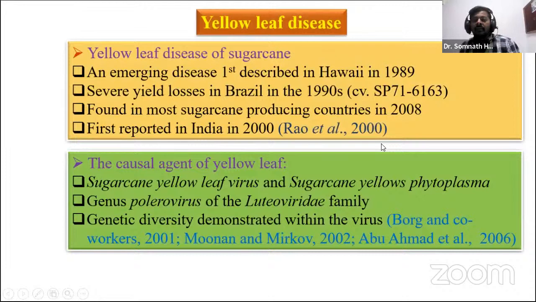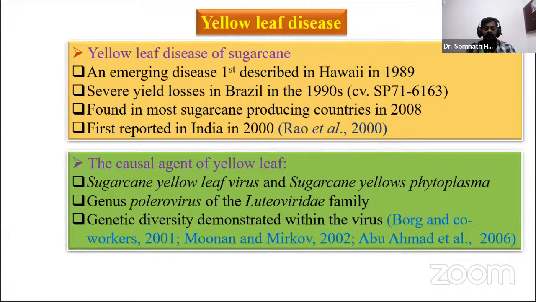Yellow leaf disease is one of the important diseases nowadays. It is spreading across all the genotypes of sugarcane cultivated in India. This disease is of complex etiology and is known to be caused by sugarcane yellow leaf virus, a Polerovirus, as I said, as well as sugarcane yellow phytoplasma, which is also associated with the disease.